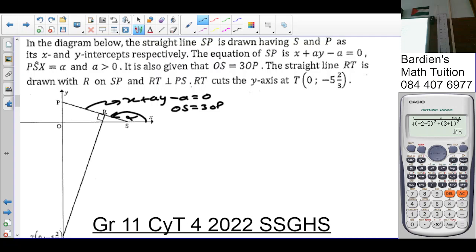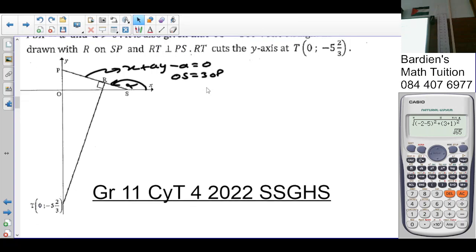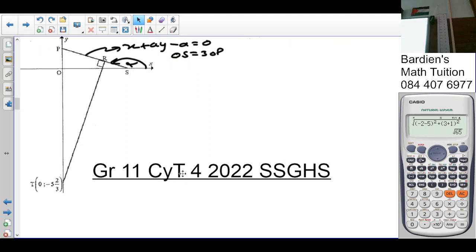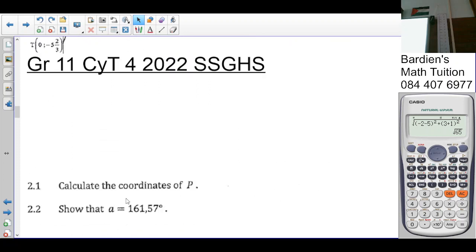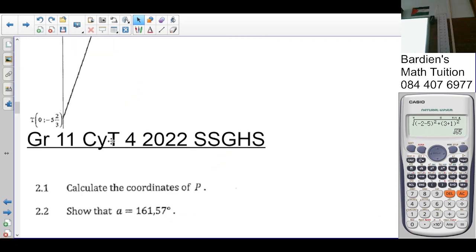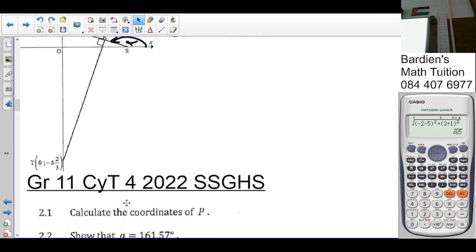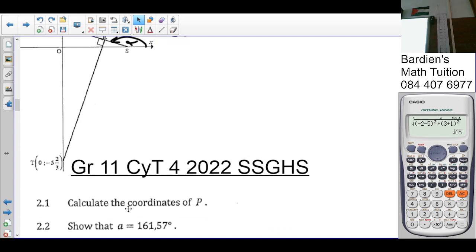So if these lines are perpendicular, what do we know? Product of the two gradients is -1. And it cuts the y-axis at T, which is 0 and -5. Everything else is on the diagram. So I can take this up a notch here. Let's look at the first question. The question says, calculate the coordinates of P.